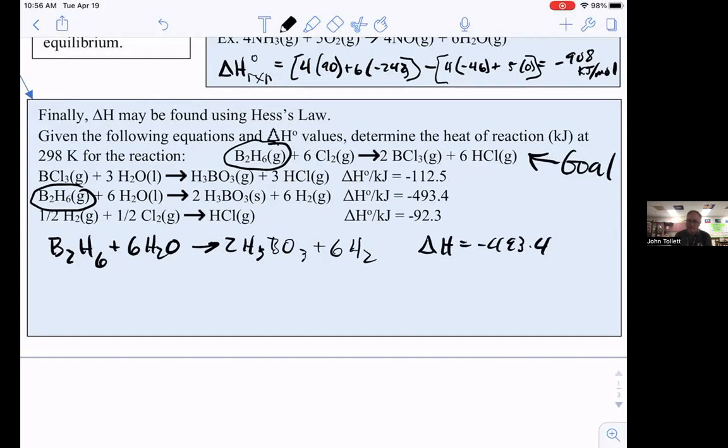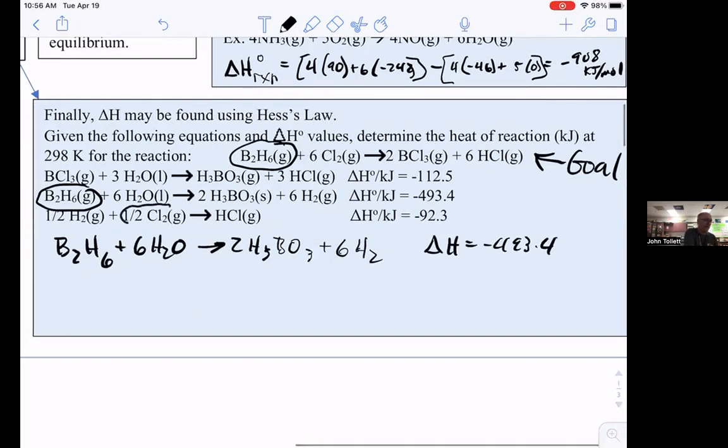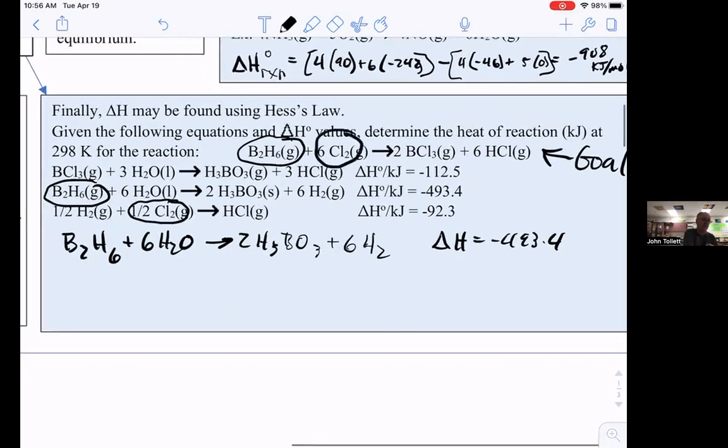Let's go further. Let's look at, say, the Cl2. The Cl2 I've got in this reaction right here, and in that reaction I've only got half a mole of Cl2, but I need quite a bit more of it. In fact, I need 6 moles of it if I look up at my reaction. So I'm probably going to have to multiply that by 12. Let's just go ahead and give that a shot and multiply this whole thing here by 12.